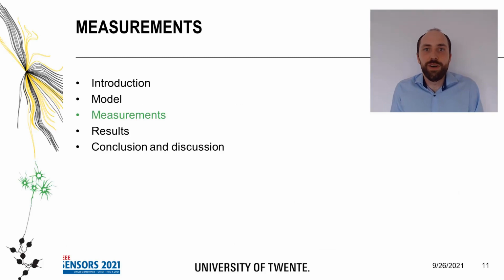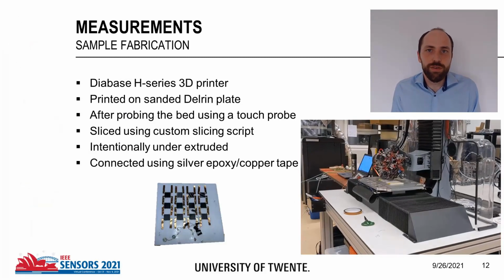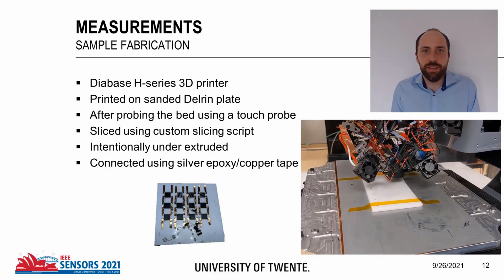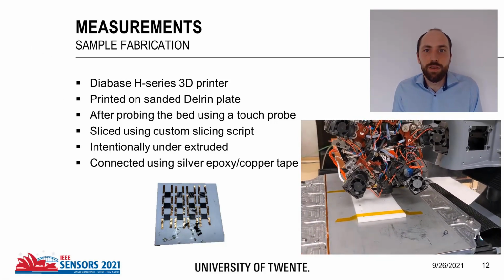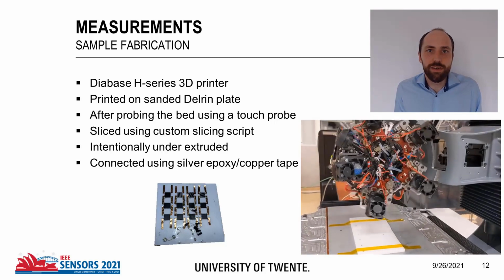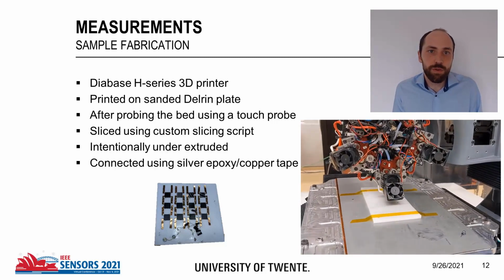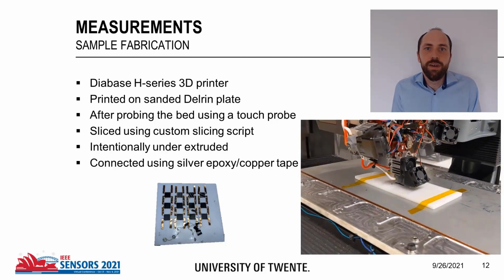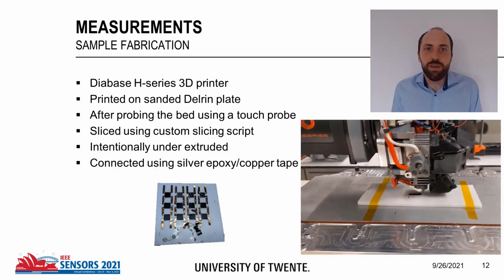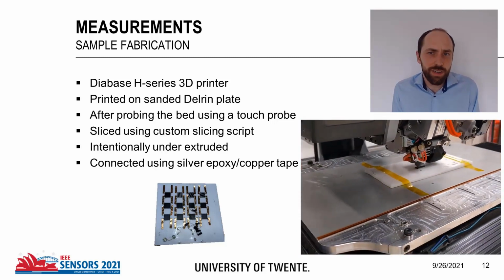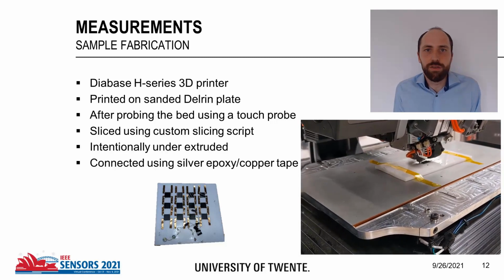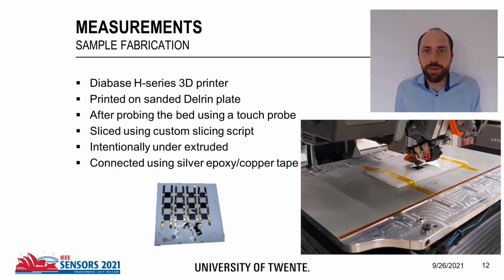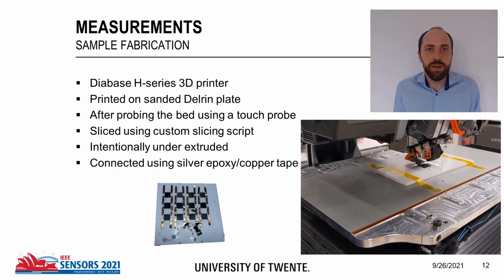Of course, we still have to check this, so in order to do that, we printed a sheet using a die-based 3D printer. We printed it on top of a standard Delrin plate that we probed using the touch probe of the printer to make sure we were printing at the right height. The print was then sliced using a custom slicing script and intentionally under-extruded to get a lot of anisotropy. After printing, it was connected to the measurement equipment using silver epoxy and copper tape.